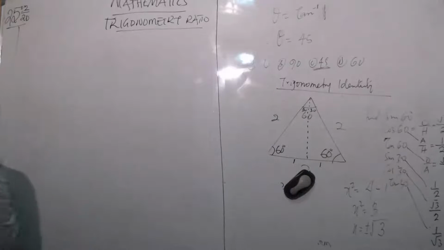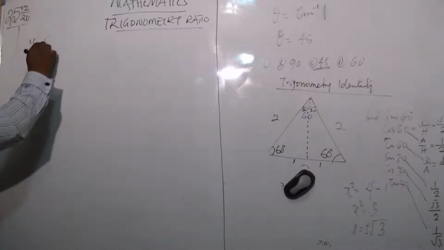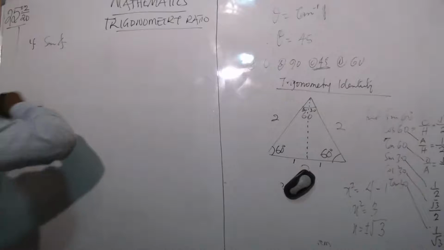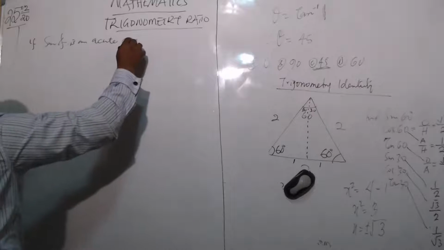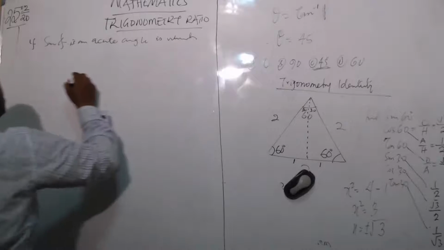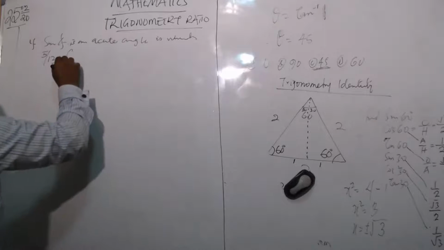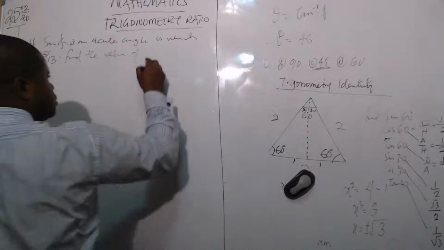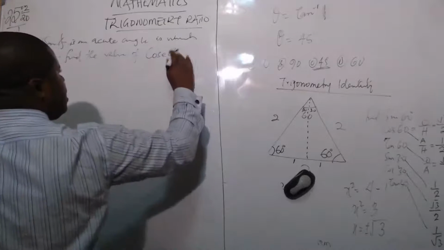It says, if sine A is an acute angle, which is 5/13, find the value of cosecant squared A.